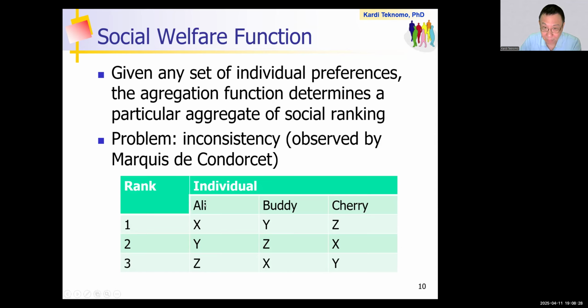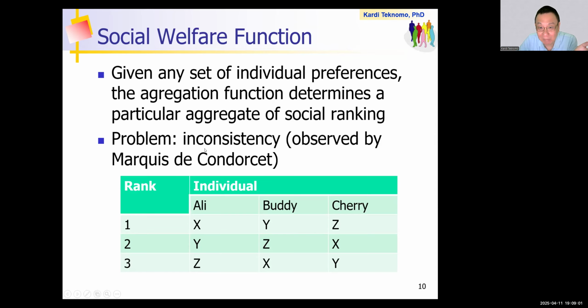So Ali prefers X over Y over Z. So these are the ranks of Ali. Buddy prefers Y over Z, and then the lowest is X. Cherry is the other way around. Cherry prefers Z over X, and then the lowest is Y. So these are the problem. Which one should we select?